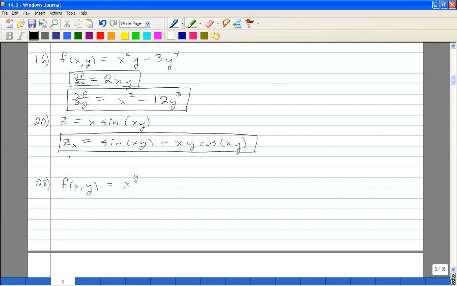Let's do the partial with respect to y. The derivative of the constant x is just x. The derivative of sine is cosine. The derivative of the constant x times y is just the constant x. And so I get x squared. And that is your answer.